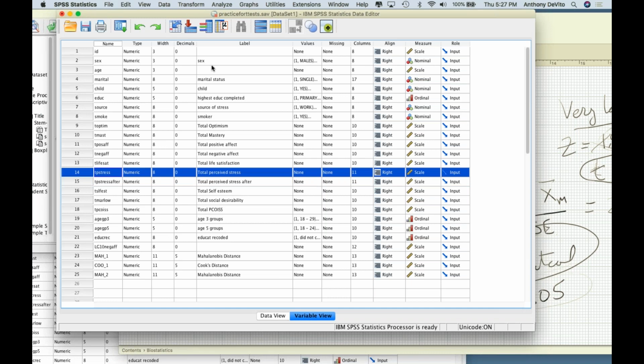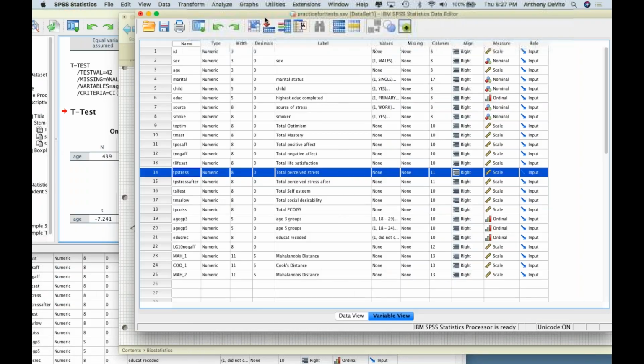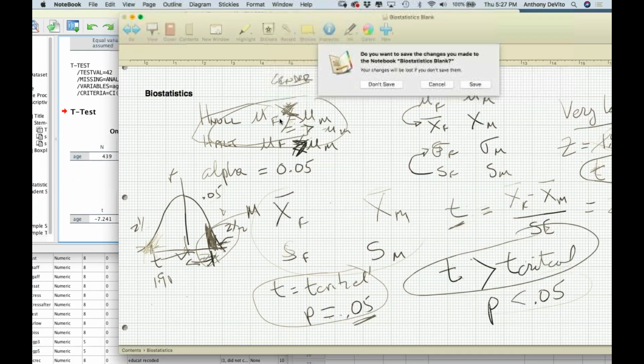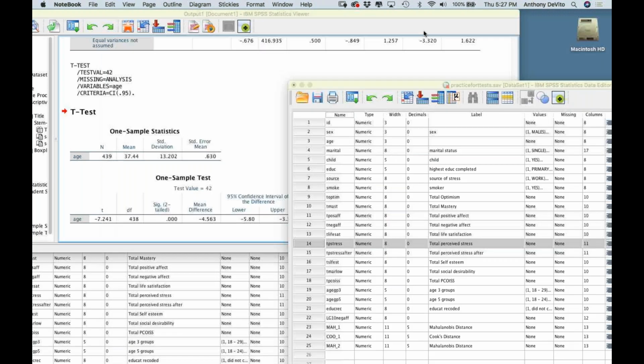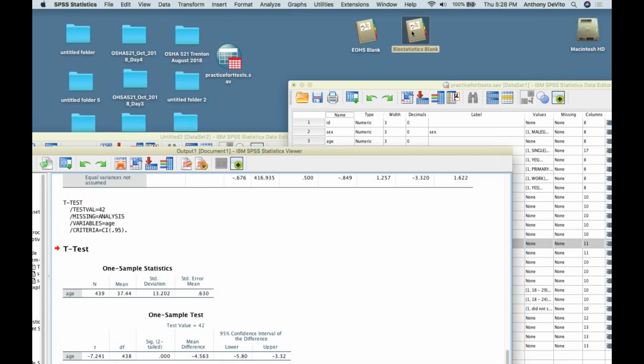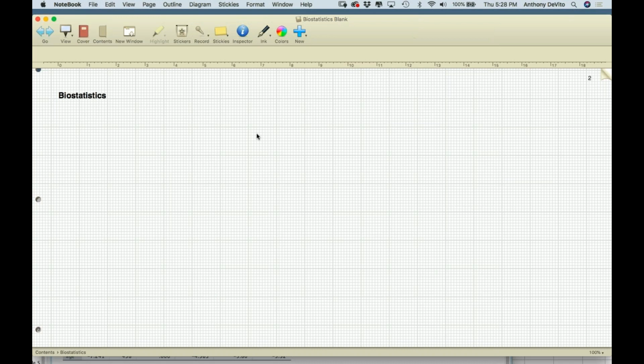So what would our null hypothesis be then? Let me get rid of this, and I'll start from scratch again. So what's our null hypothesis there? Null.